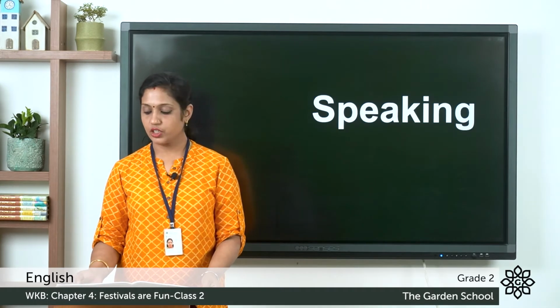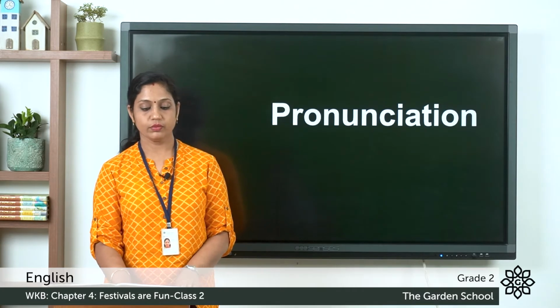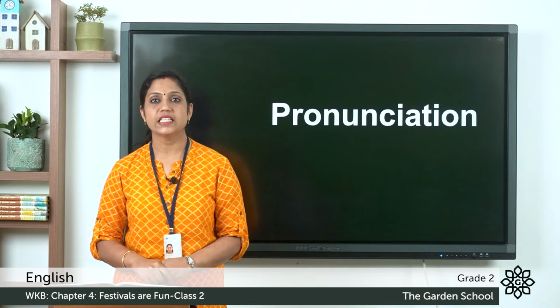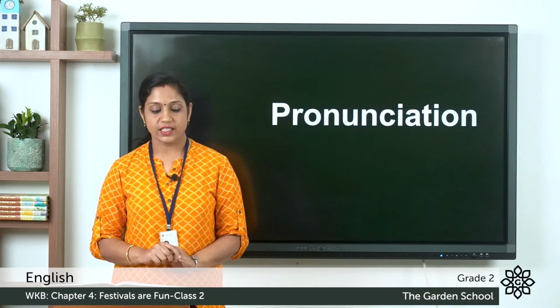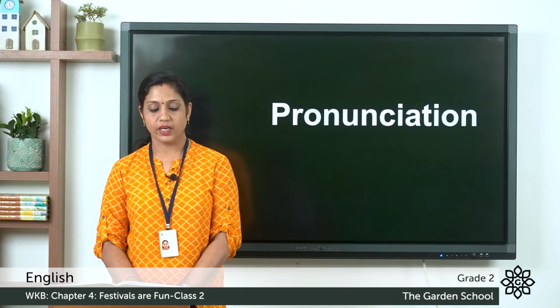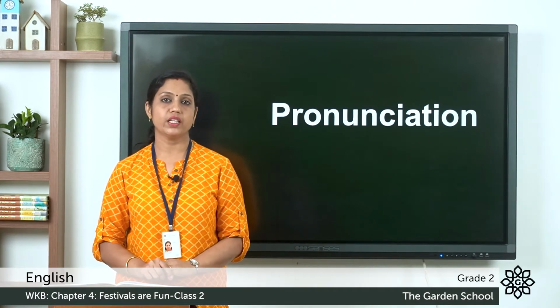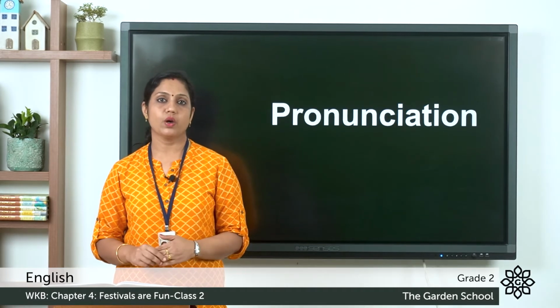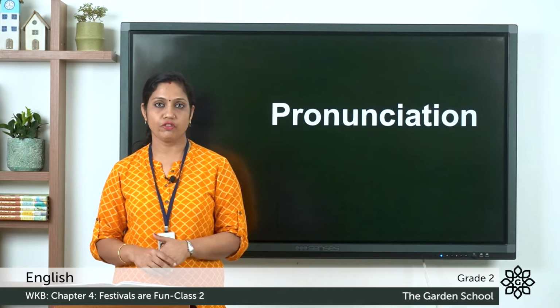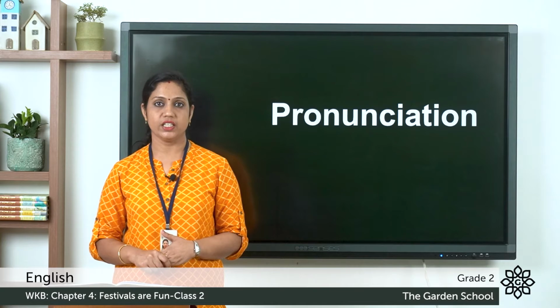Moving to the next page, page number 26, we have pronunciation. Words with silent T. The silent letter T is missing in these sets of letters. Rewrite each set by adding the letter T in the correct place. One has been done for you. So in these words, we have to write the letter T, but when we pronounce it, we don't say the sound of T. Here some words are given. We have to add the letter T in these words.